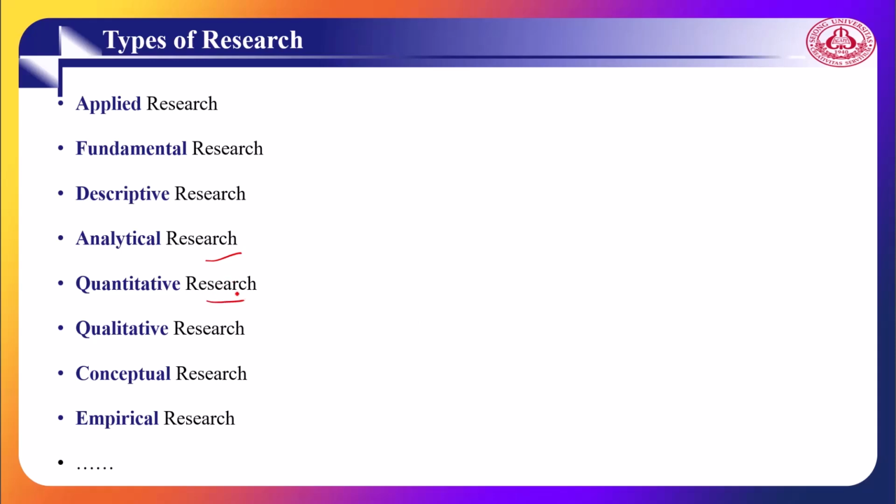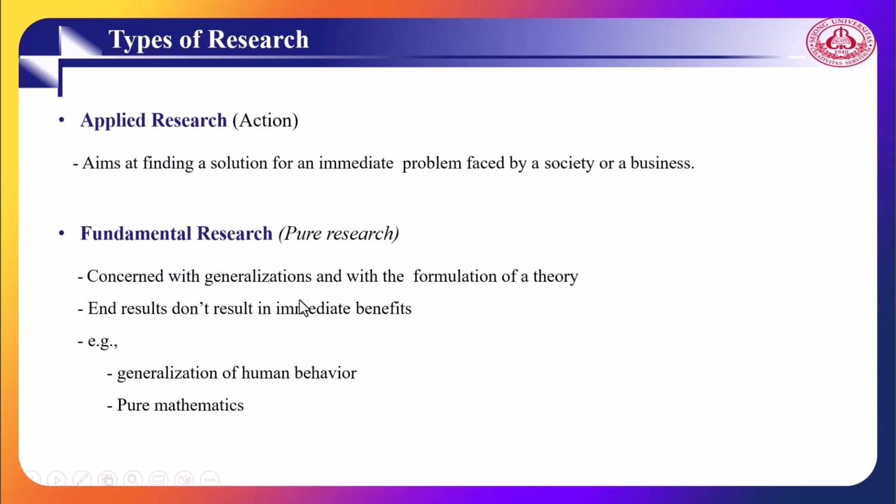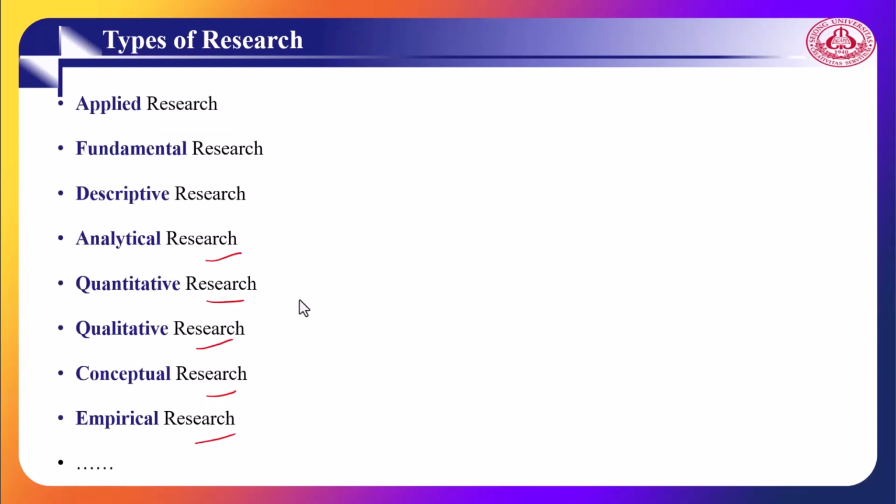It can be quantitative research to quantify variables. It can be qualitative research to explore and understand complex phenomena. It can be conceptual research to develop new theories. It can be empirical research to gather and analyze data from observation, and many other forms of data. So in the next slides, I will explain them one by one.